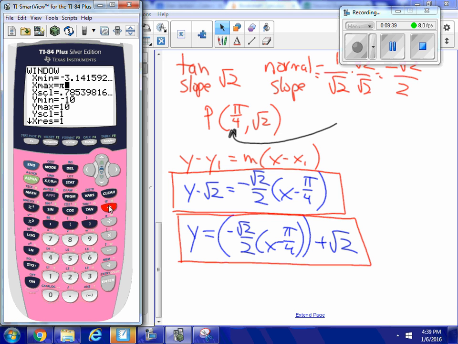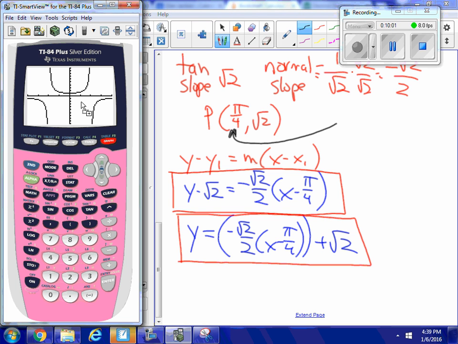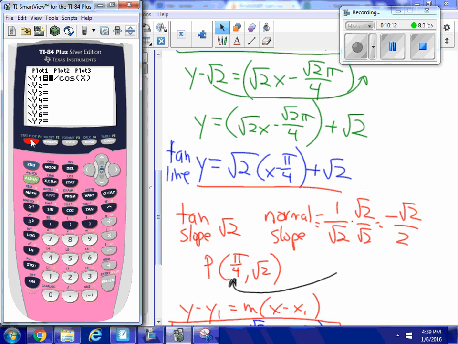Now you can see that the calculator automatically puts in a decimal approximation. But what I'm trying to show you here is that you don't have to stick with integers or decimals. You can use values of pi to do this. So I'm going to graph it. That's looking pretty good. So I can see very clearly now that here's my pi over 4 point right there, and I want to find out whether or not the tangent line that I came up with is in fact the tangent line.